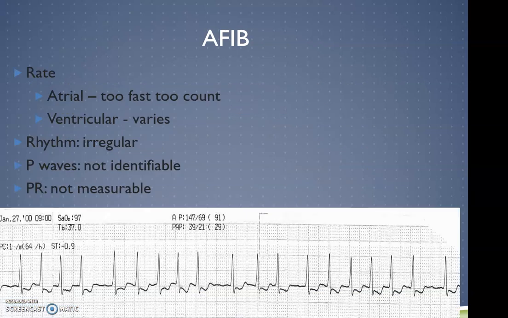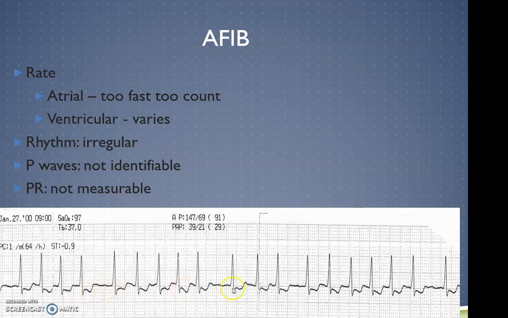So our atrial rate is too fast to count. Our ventricular rate will vary. Our rhythm is irregular. You will not be able to see P waves, and therefore there will be no measurable PR. This is a great strip of AFib here. You can see there's no visible P waves. You might say, oh, well, what's that?